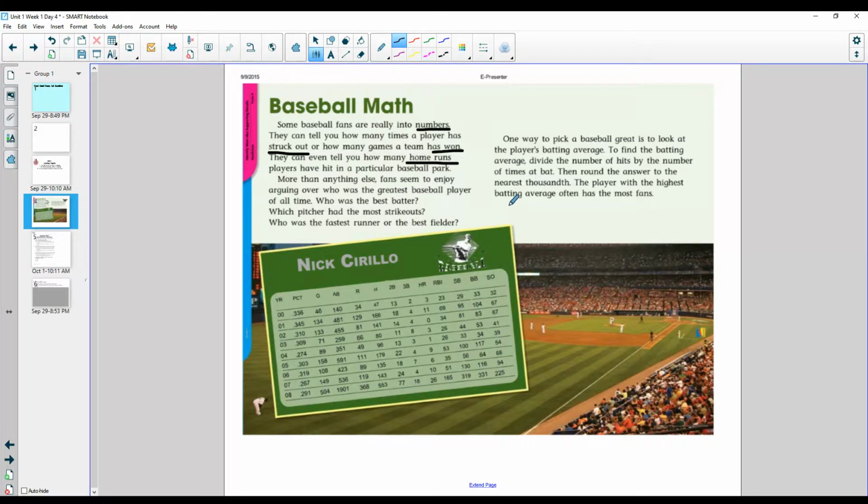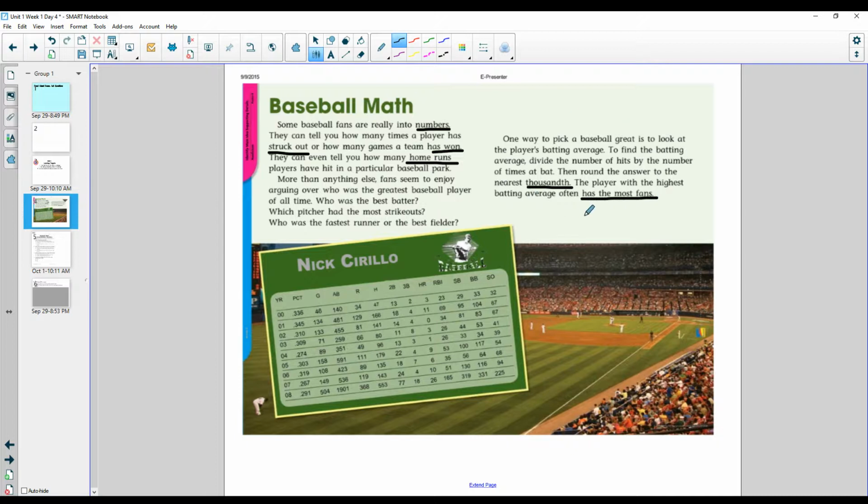Who was the best batter? Which pitcher had the most strikeouts? Who was the fastest runner or the best fielder? One way to pick a baseball great is to look at the player's batting average. To find the batting average, divide the number of hits by the number of times at bat. Then round the answer to the nearest thousandths. The player with the highest batting average often has the most fans.